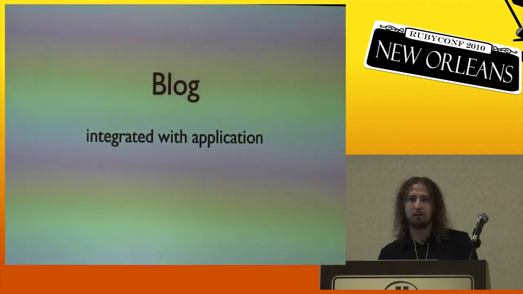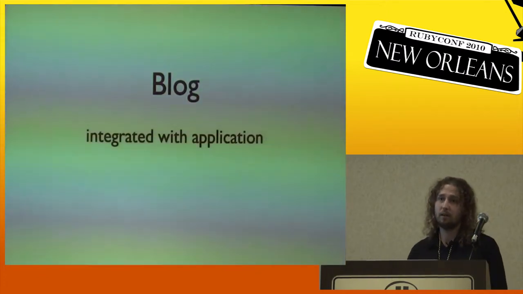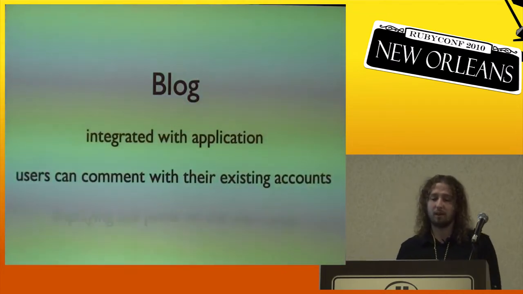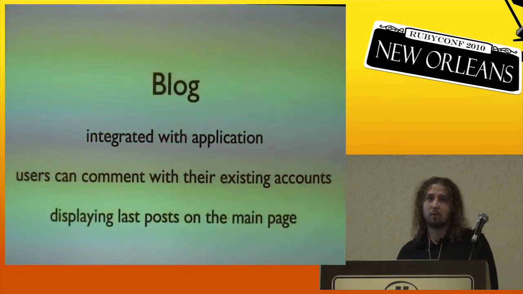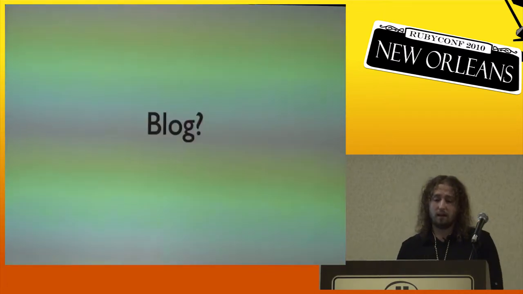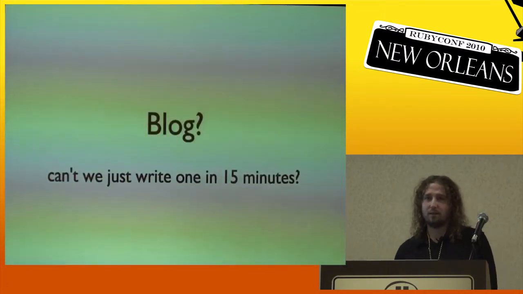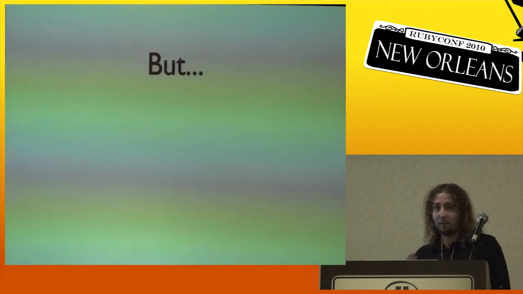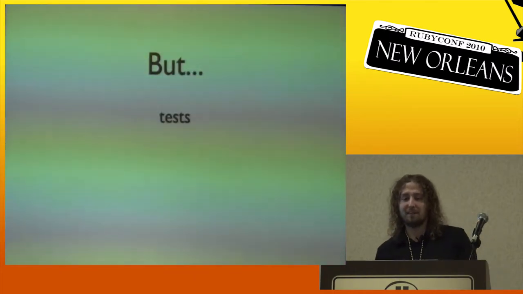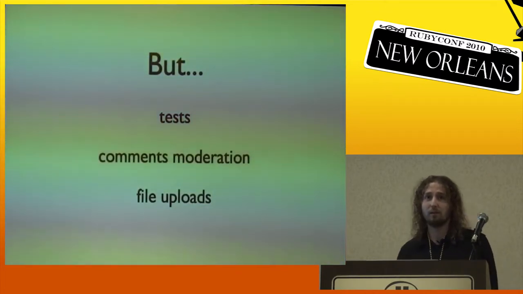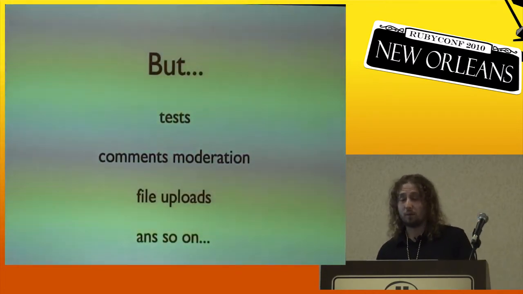Let's say that your client comes in and says that he needs a blog and it needs to be integrated with your application. Users should be able to comment using their existing profiles, and you should be able to display some posts from that blog on the main page of the application. And you say that you can just write it in 15 minutes, right? Because Rails is about writing blogs in 15 minutes. But I would say that it will probably take a bit longer, because you would have to write tests and maybe some comment moderation or file uploads or other things that you will probably need.